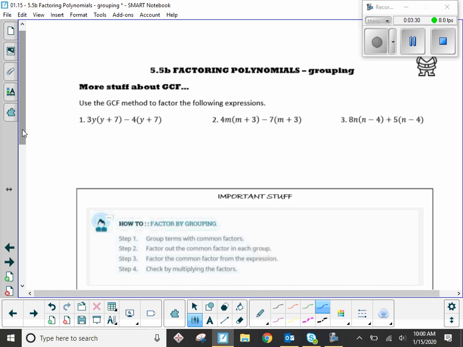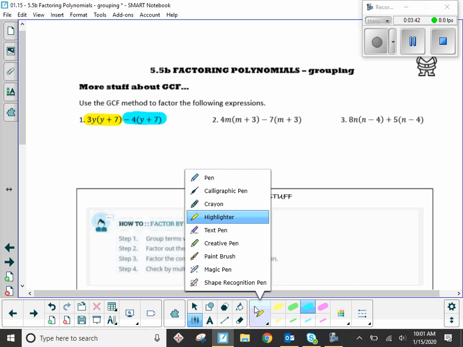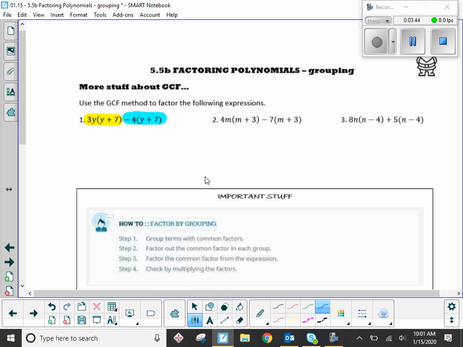In numbers 1, 2, and 3 here, there's actually 2 groups of things going on. So let me highlight them so you can see. There's this group, and then this group. What we're going to do is GCF both of those separately. GCF just like we did yesterday, but it's going to look a tiny bit different, okay? Looking at both of those groups together, compare them together, and tell me what the yellow group already has in common with the blue group, the y plus 7. So that is their GCF.